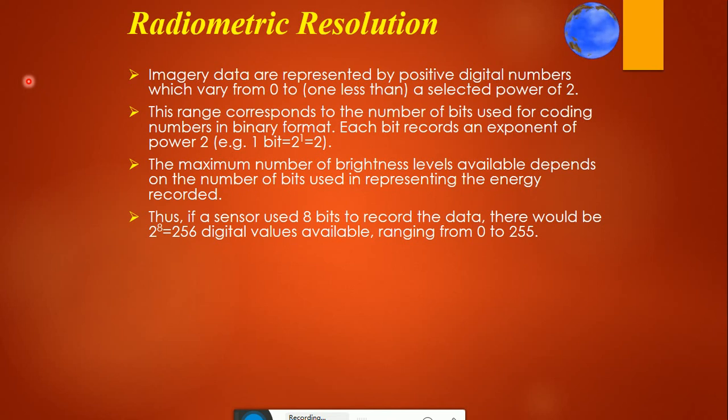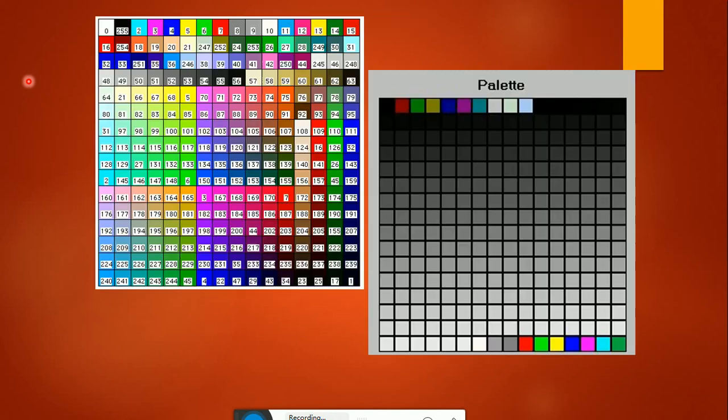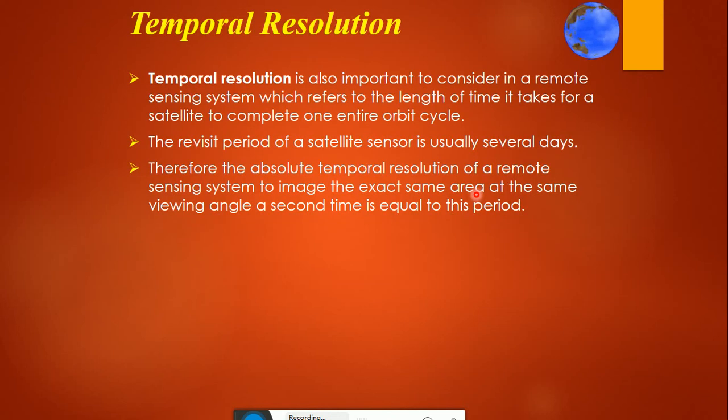Temporal resolution. Temporal resolution is also important to consider in a remote sensing system, which refers to the length of time it takes for a satellite to complete one entire orbit cycle. The revisit period of a satellite sensor is usually several days. Therefore, the absolute temporal resolution of a remote sensing system to image the exact same area at the same viewing angle a second time is equal to this period.